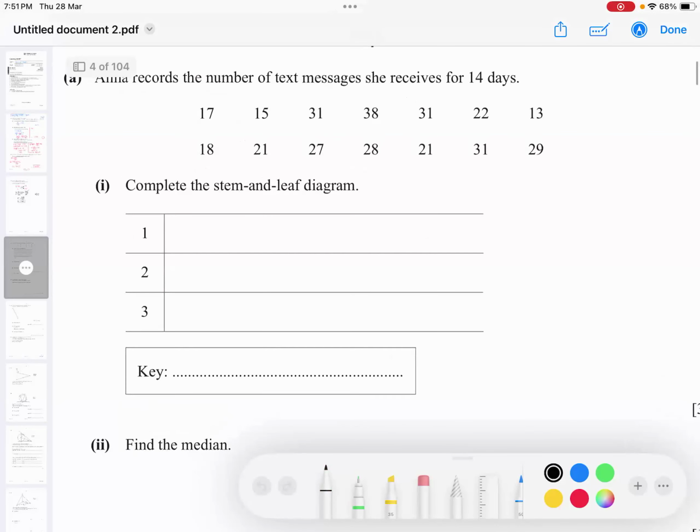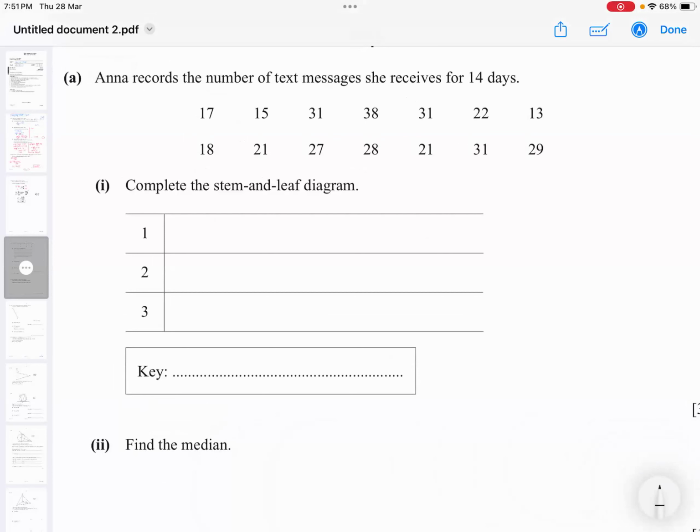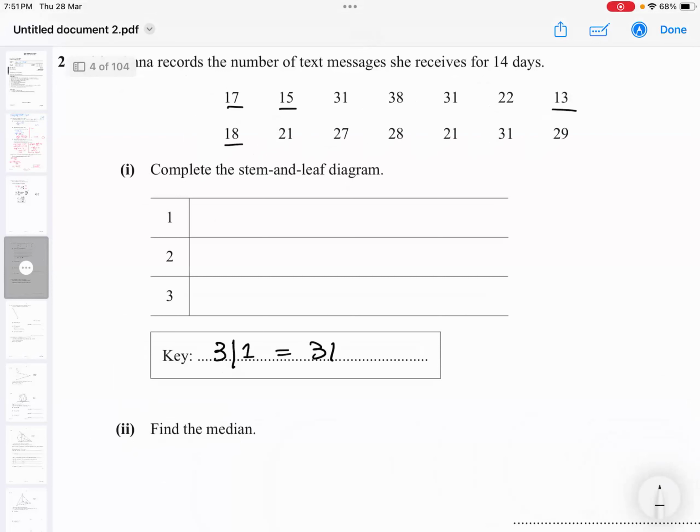Anna records the number of text messages she received for 14 days and completes the diagram. They want us to write the key, so I will write a key here. Let me check the smallest number. The smallest number as key is 3, 1, which equals 31. Let me write here the ones: 1, 1, 5, 1, 5, 1, 3, 1, 8. That's four numbers. So 13 is the smallest, then 15, then 17. Arrange the data, write the smaller first. 18. That's it. Done.